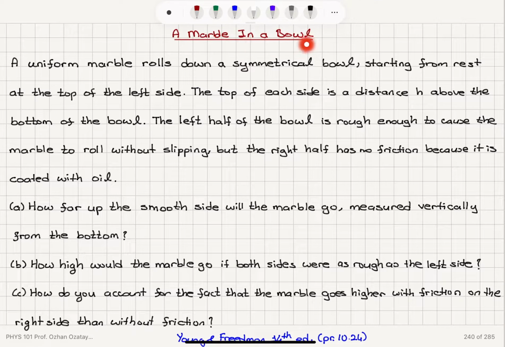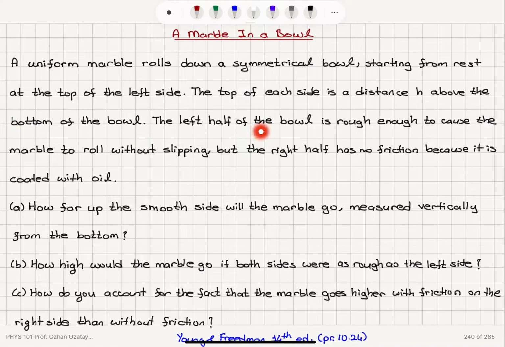A marble in a bowl. A uniform marble rolls down a symmetrical bowl, starting from rest at the top of the left side. The top of each side is a distance h above the bottom of the bowl.